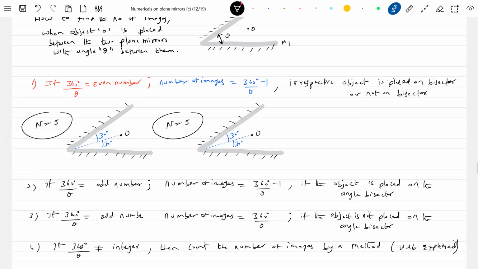Now similarly, if it is not on the angle bisector, I'll make this 40 degrees and 20 degrees. Now what is the angle between the mirrors? The angle between the mirrors is 60 degrees only, and the number of images will be 5 only. It doesn't matter whether the object is on the angle bisector or not in this particular case.